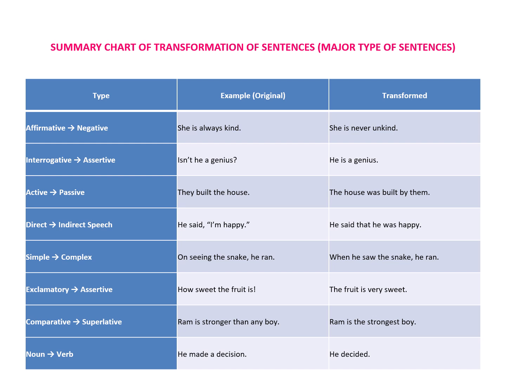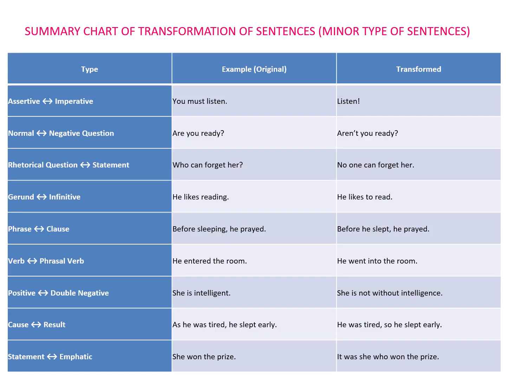Comparative to superlative: Ram is stronger than any boy. Ram is the strongest boy. Noun to verb: he made a decision. He decided. Summary chart of transformation of sentences, minor type of sentences.